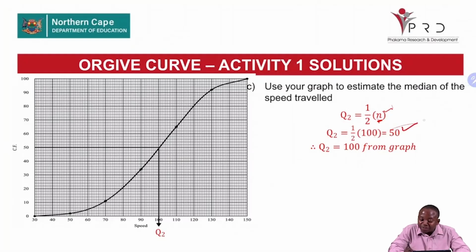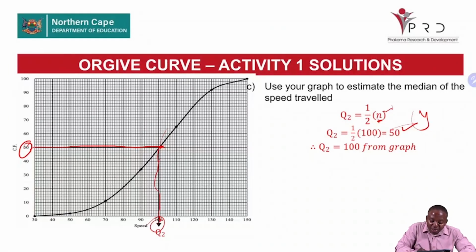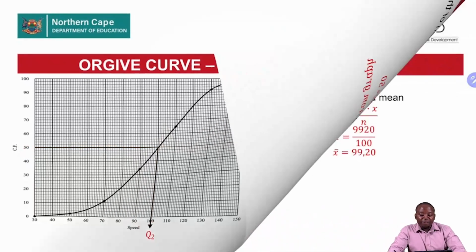Where do we read this 50? We read the 50 on the y-axis. Here's my 50. I extend from the 50 to where I meet my graph, then I go perpendicular down to the x-axis, and the value of Q2 is found there. So the Q2 from the graph is how much? It is 100.